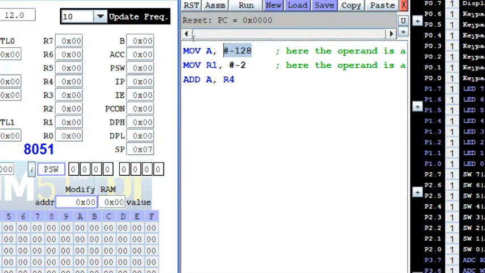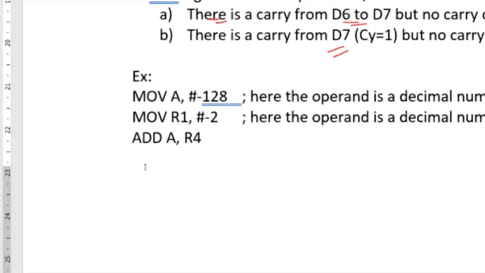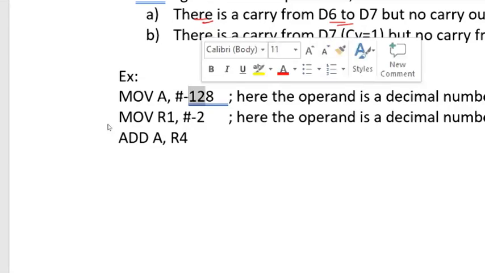So now the question is, I have minus 128 which will go to the accumulator, and then I have minus 2 which will go to the register R1, and then I am going to add these two numbers. That means minus 128 minus 2. What will be the result? But before that, keep in mind how this microprocessor or microcontroller stores this number.